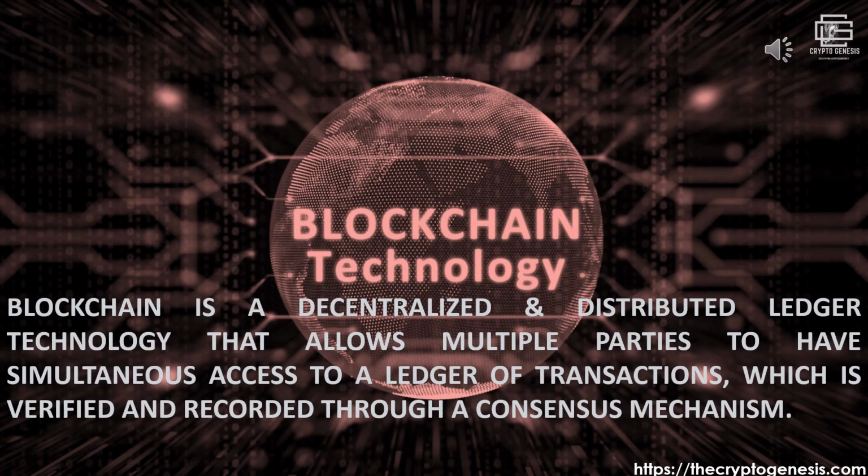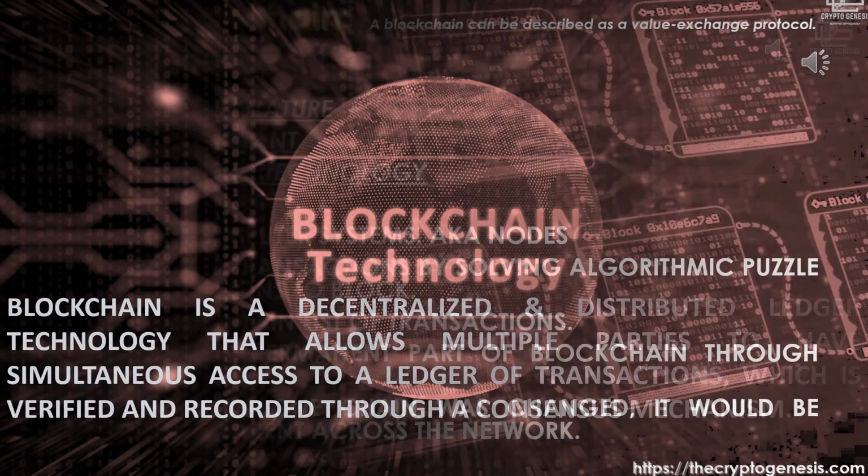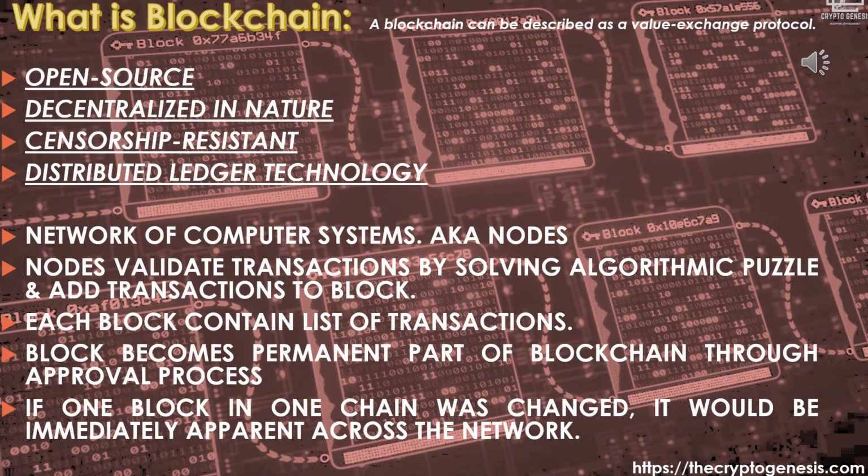Now we will see what is blockchain. Blockchain is a decentralized and distributed ledger technology that allows multiple parties to have simultaneous access to a ledger of transactions, which is verified and recorded through a consensus mechanism. In other words, blockchain can be described as a value exchange protocol. Blockchain has the following characteristics.